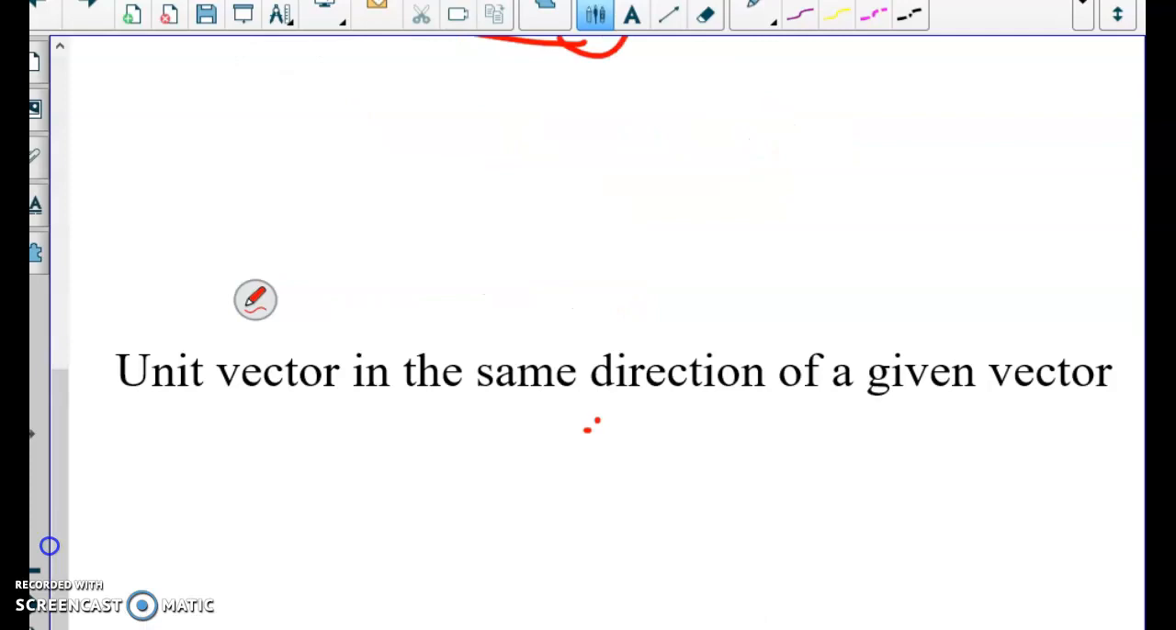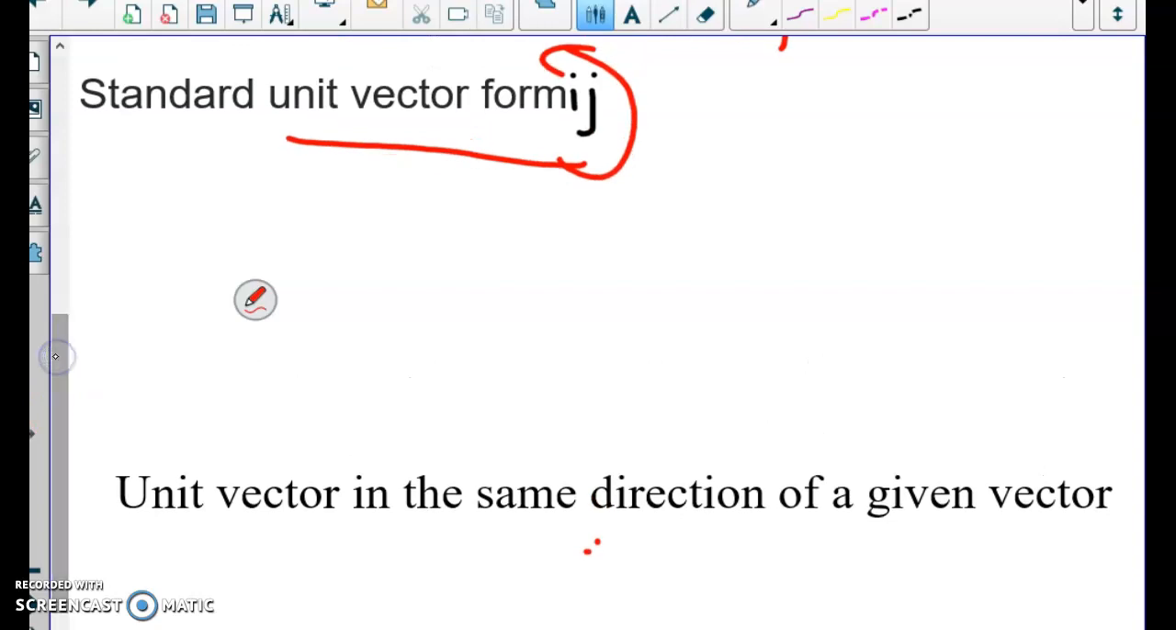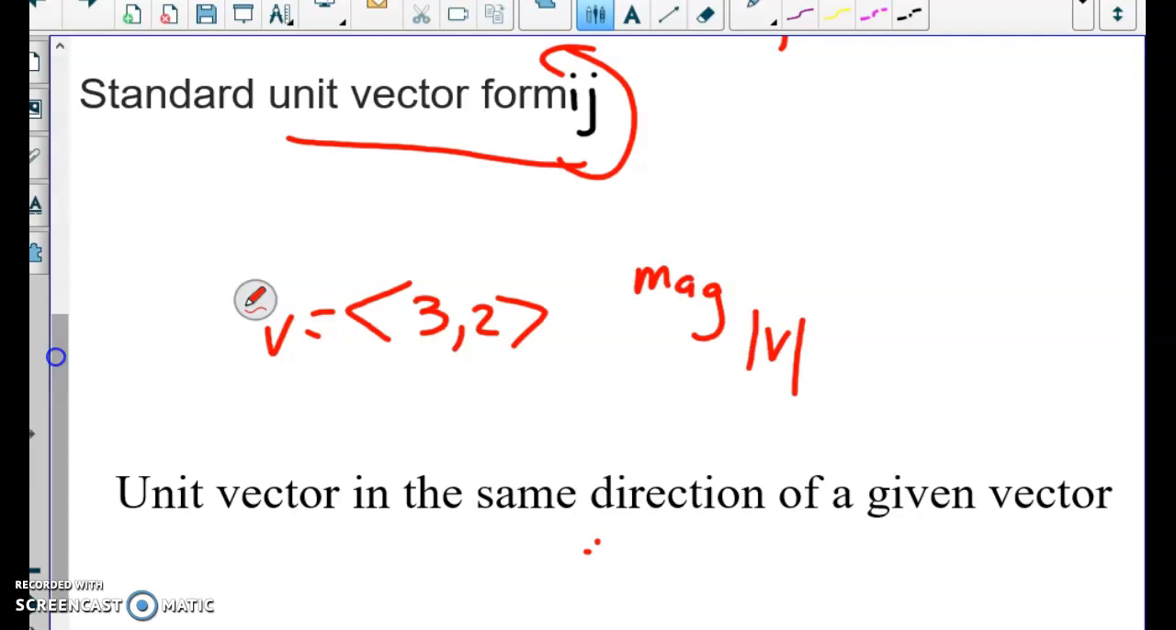A unit vector in the same direction. For instance, if we started with this vector that I started up on top with, 3, 2. If I want to find the magnitude, if this is vector V, the magnitude we could write with those absolute value symbols around it, that's the symbols for magnitude. And to find that, we simply use the square root of 3 squared plus 2 squared. So I get the magnitude of this is square root of 13.